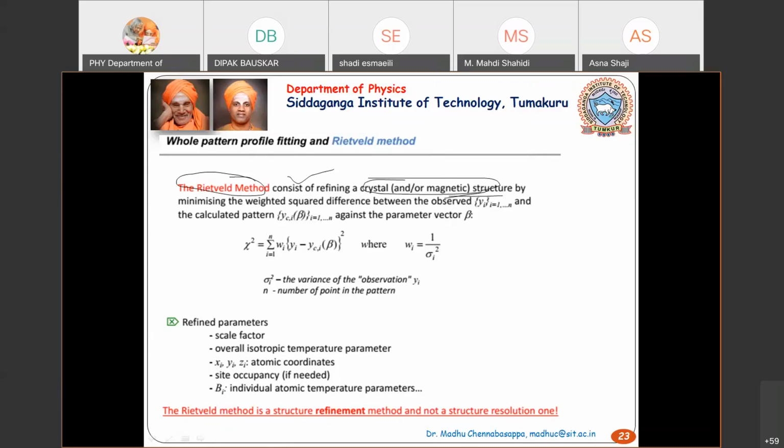So when it comes to Rietveld refinement, what are the things that you are going to change? In the case of profile fitting, what we changed was your zero.